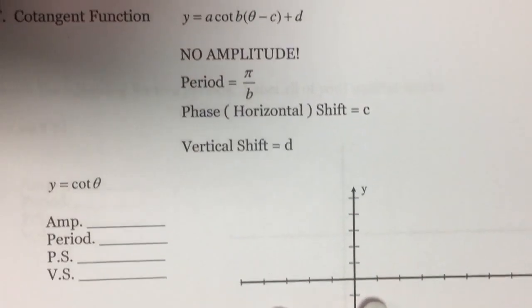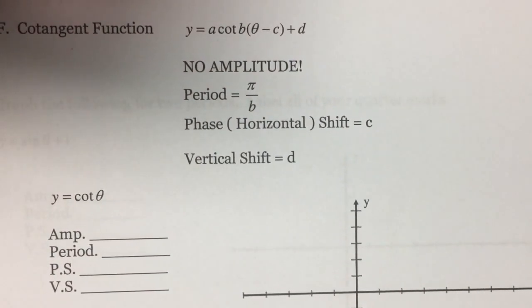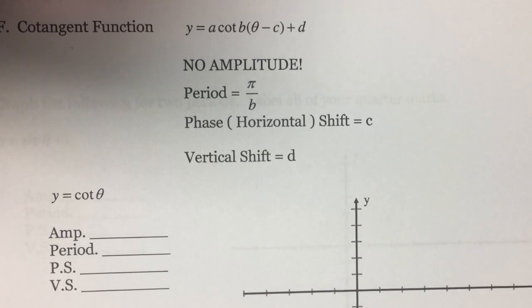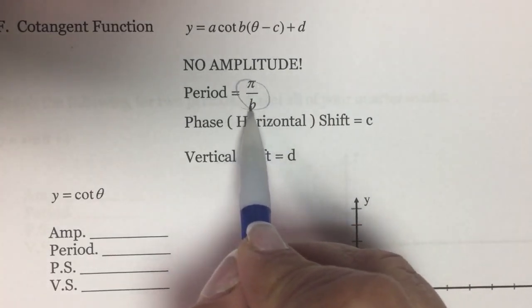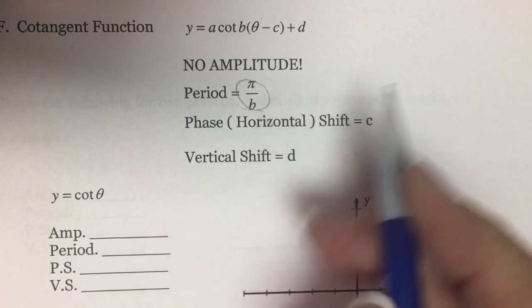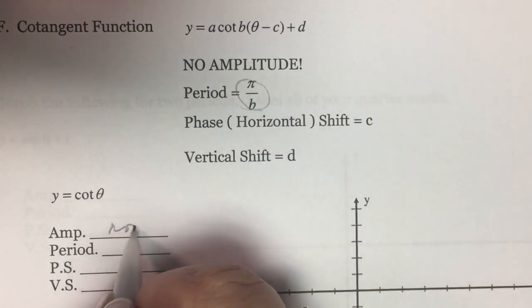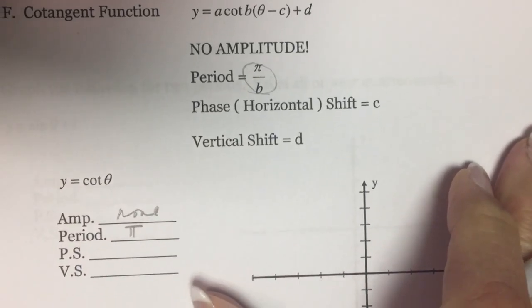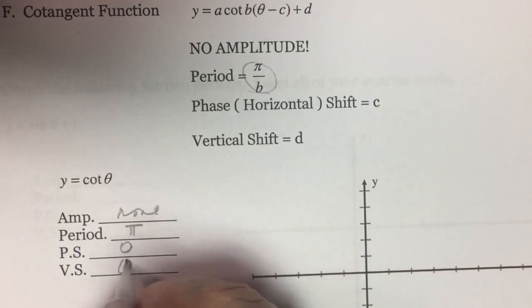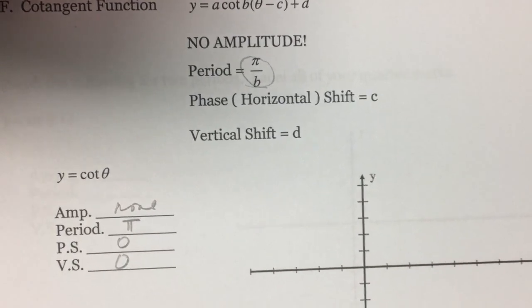Okay, let's finally do our cotangent, and then we can just start doing a couple of shifts. So again, cotangent is the reciprocal of tangent. The pi over b is going to be important when we find our period. So there's no amplitude. The period is pi over 1, 0 for the phase shift and the vertical shift.